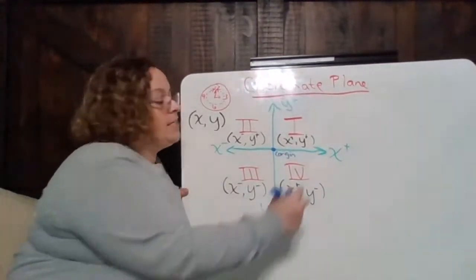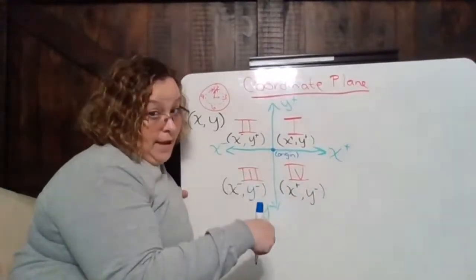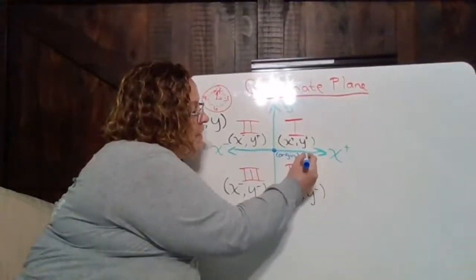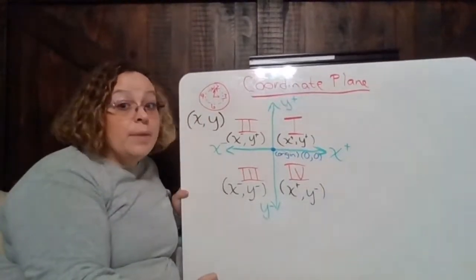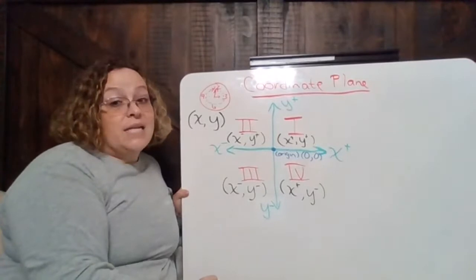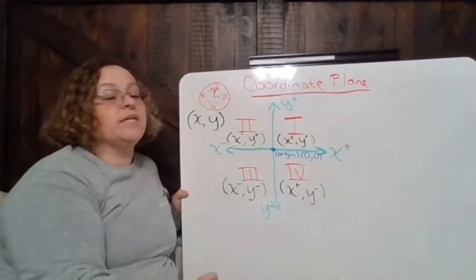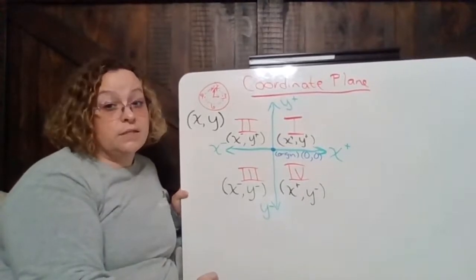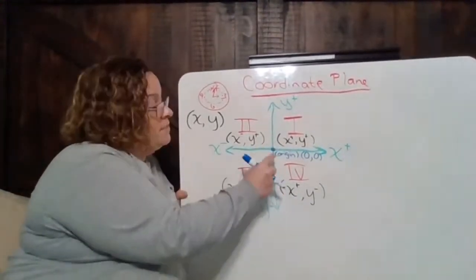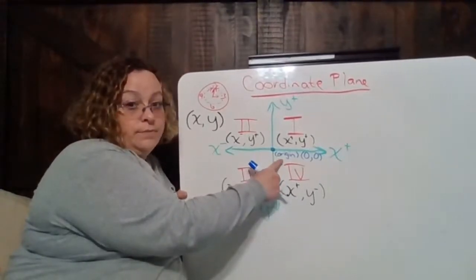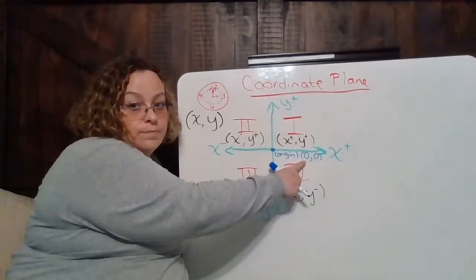And it has a very special ordered pair. Its ordered pair is always 0, 0. Now remember, 0 is neither positive nor negative, so it's not like positive 0, negative 0. It's just 0, 0. That is what it is. Okay, so that point right there where your axes meet is called the origin, and it has an ordered pair of 0, 0.